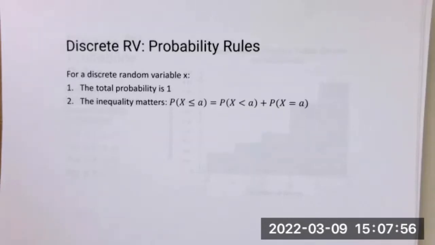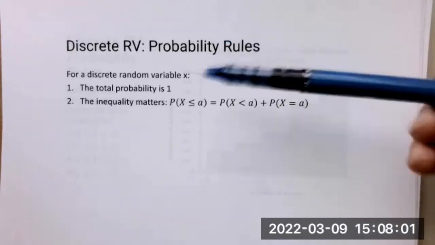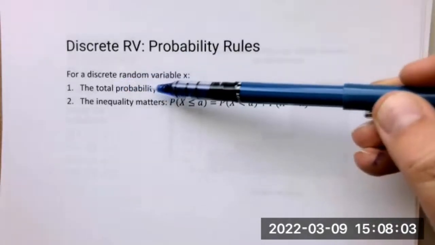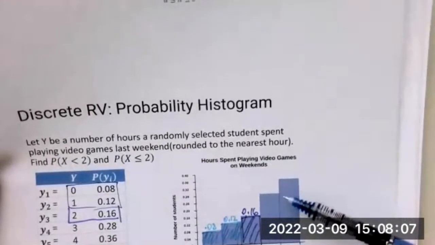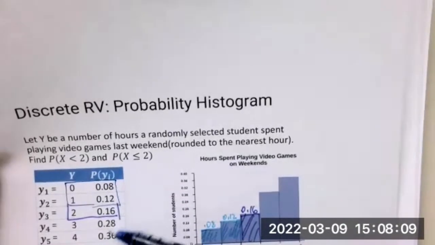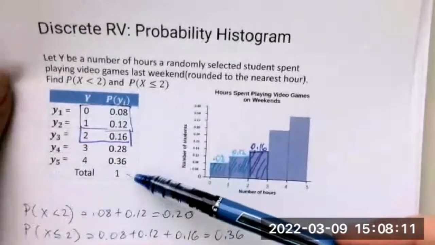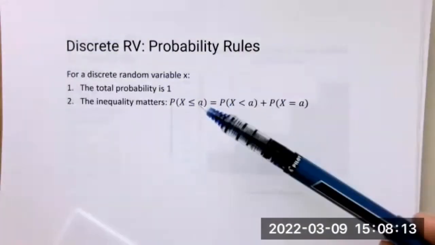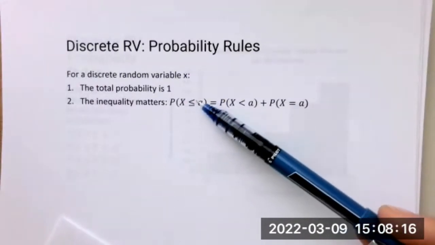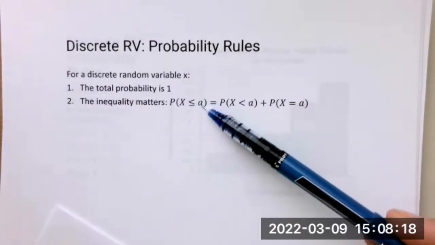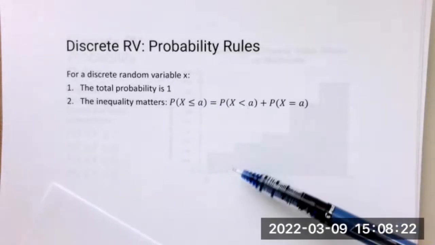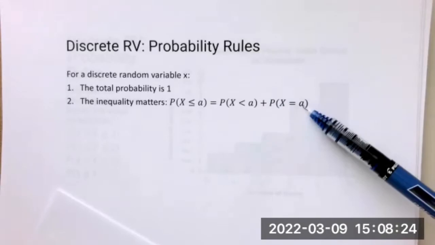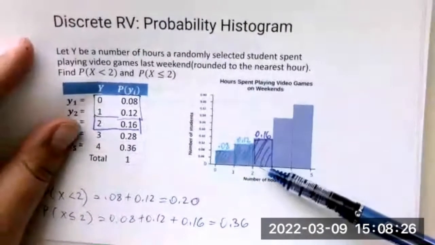And here are some probability rules that we already talked about, but we're going to reiterate them. The total probability is 1. If we add all of the bars and all of these probabilities, we're going to get a 1 here. And also, the probability that x is less than or equal to a equals the probability that x is less than a plus the probability that x equals a, as demonstrated here.